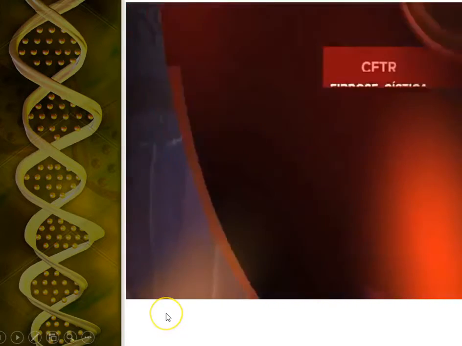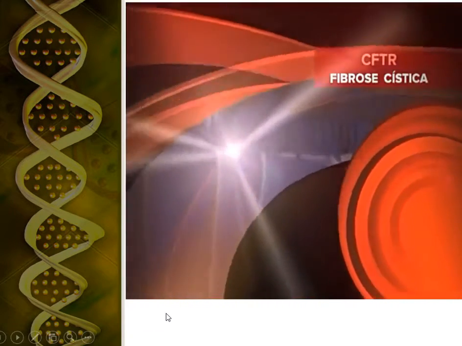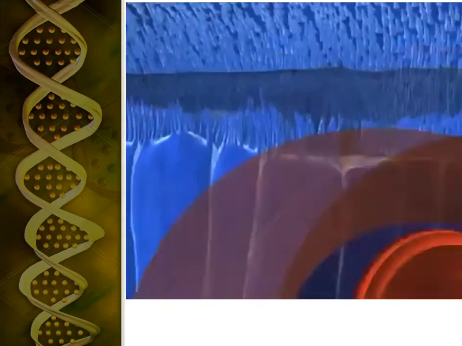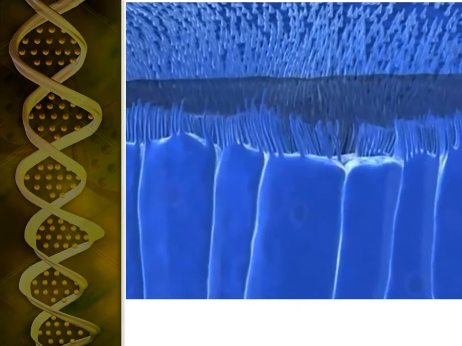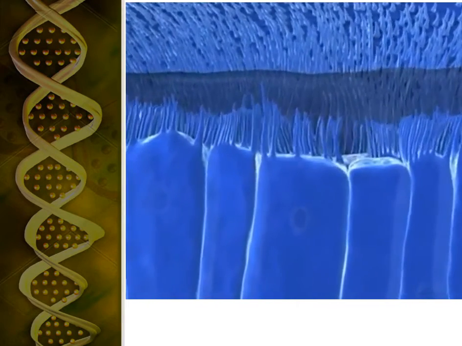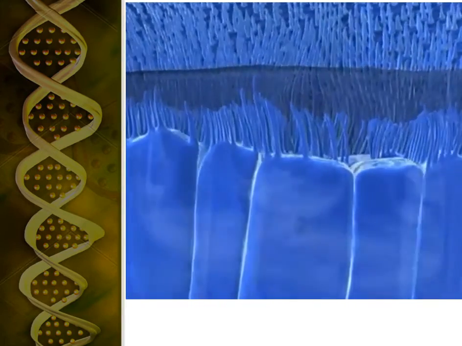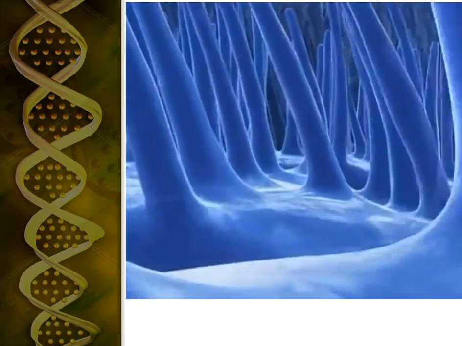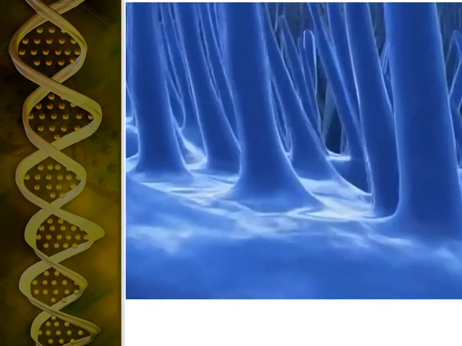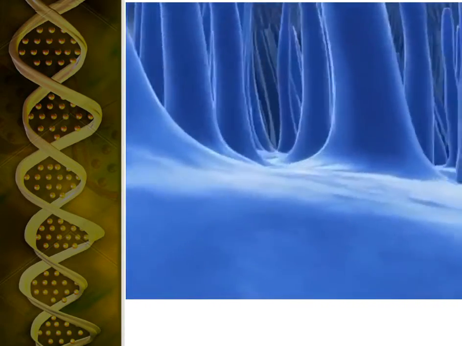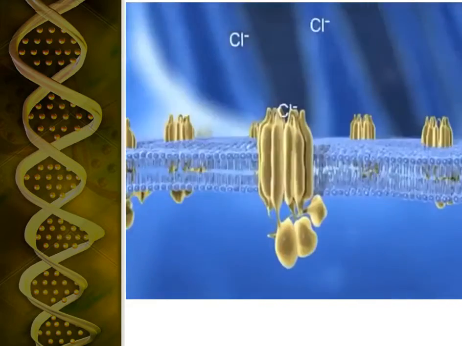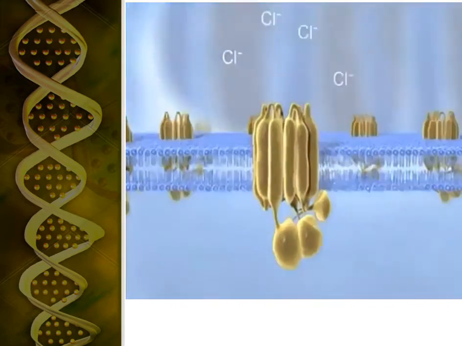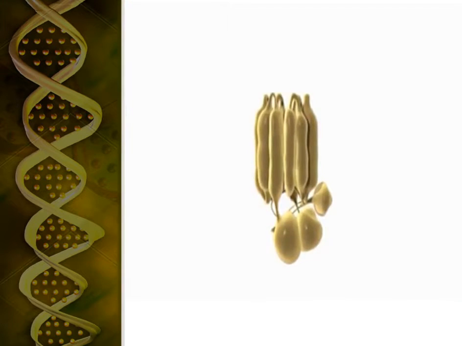So here we have another. The cystic fibrosis transmembrane conductance regulator, or CFTR protein, is located in the apical membrane of cells lining the airways, and also can be found in other areas of the body, including the sweat glands, intestinal, reproductive, hepatic, and renal epithelia. The CFTR protein facilitates the transport of chloride into and out of cells.